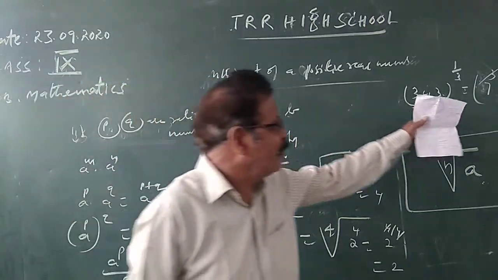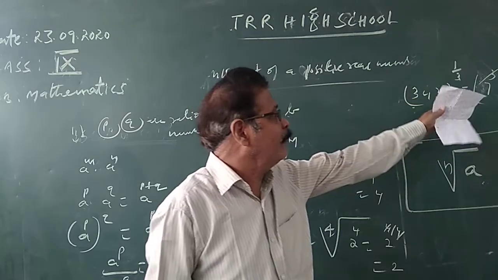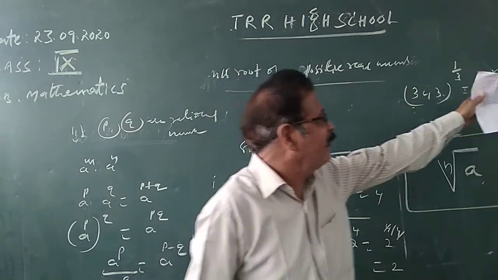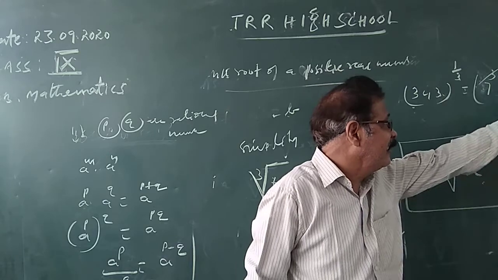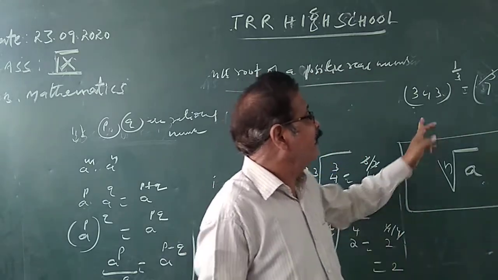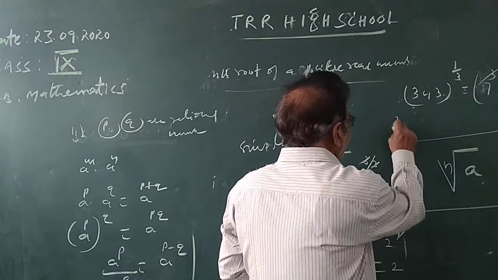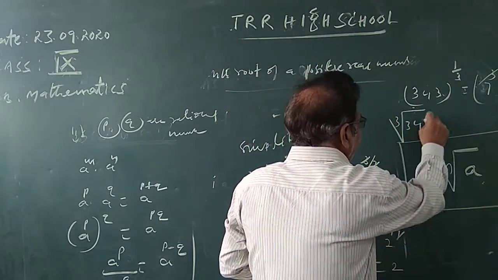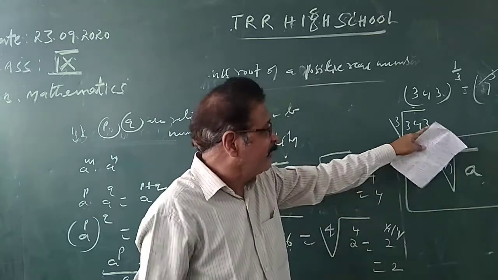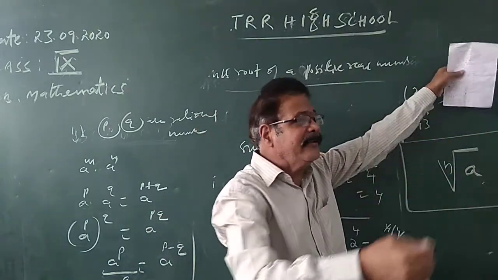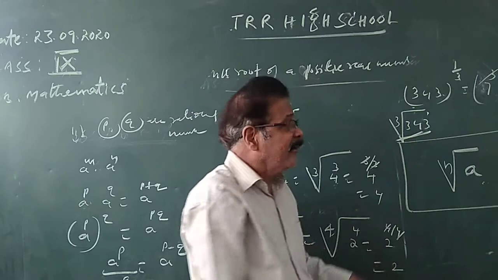So these are all exponential forms. 343 to the power of 1 by 3 is simplified. 343 means 7 cubed to the power of 1 by 3, which cancels, giving 7. 343 to the power of 1 by 3 means the cube root of 343. Cube root of 343 means 343 to the power of 1 by 3. This is radical form.